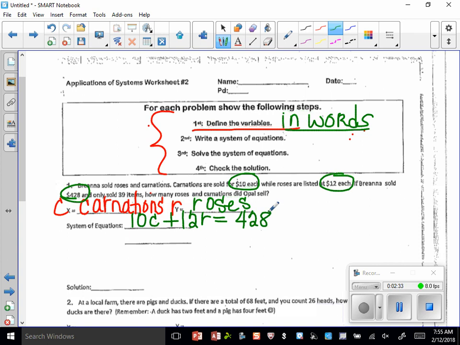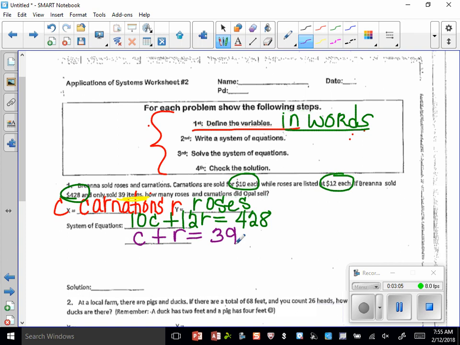Okay. And then the other piece of information you're given is just 39 items. So the items obviously include your carnations and roses. So your carnations plus your roses will give you a total of 39. Okay, and that would be your two equations that you would use to solve for C and R.